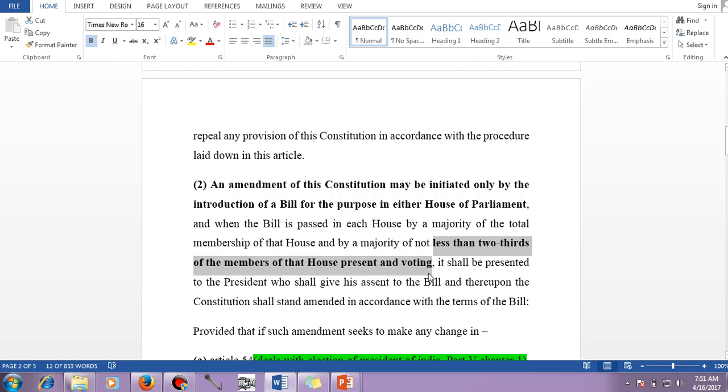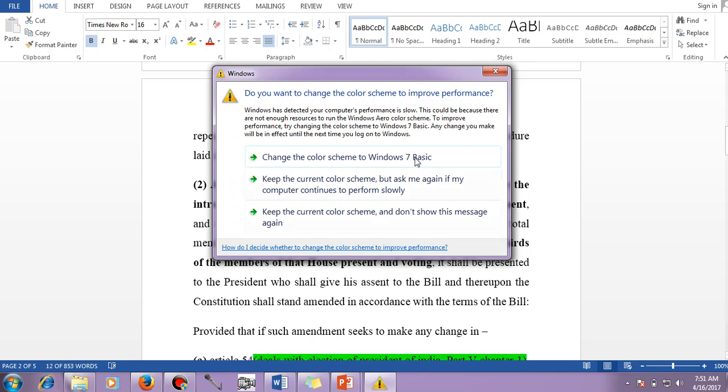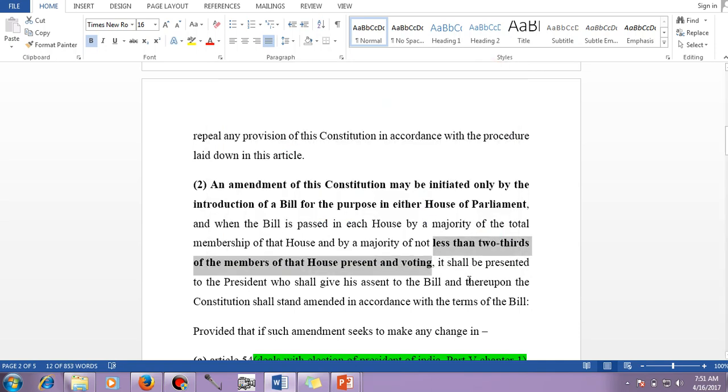It shall be presented to the president, who shall give his assent to the bill, and thereupon the constitution shall stand amended in accordance with the terms of the bill. What does it mean? You have introduced a bill, it has been passed by both houses of Parliament, and then the president has signed it. Then we say the constitution has been amended, and whatever is written in that bill would come to the constitution as addition, deletion or repeal. That is the important part.